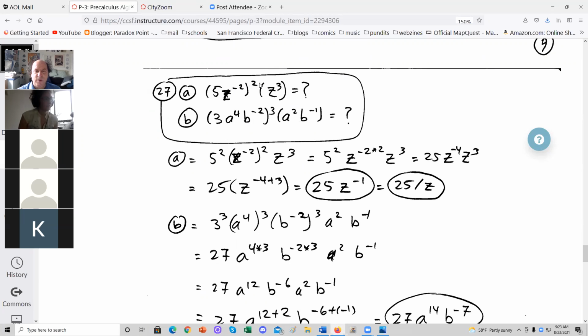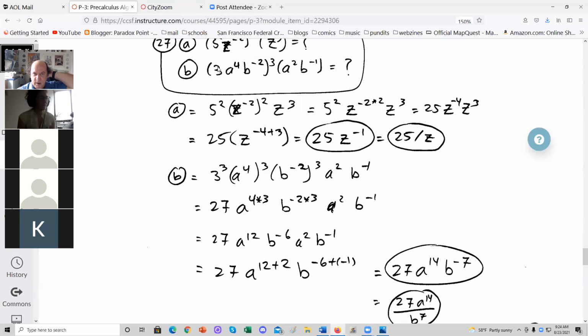Okay, for this one, first we distribute the second power over the 5 and the z to the negative 2. So 5 to the second times z to the negative 2 to the second times z to the third. 5 to the second, well, that's 25. Z to the negative 2 to the second, let's see, multiply these and get z to the negative 4th. So 25z to the negative 4 times z cubed, add the negative 4 plus 3 here, and you get 25z to the negative 1, aka 25 over z.